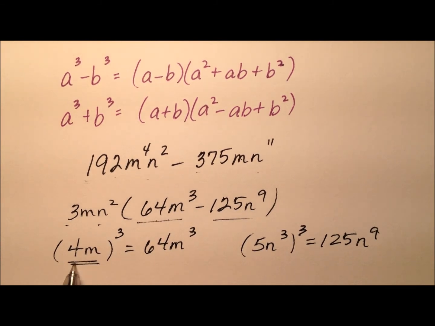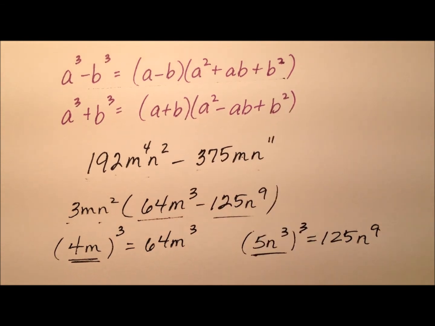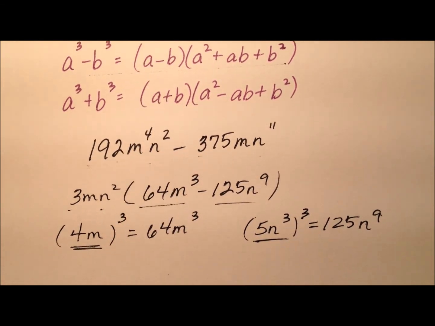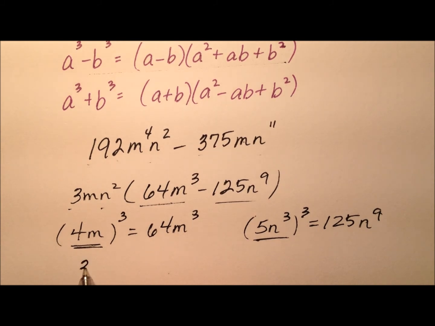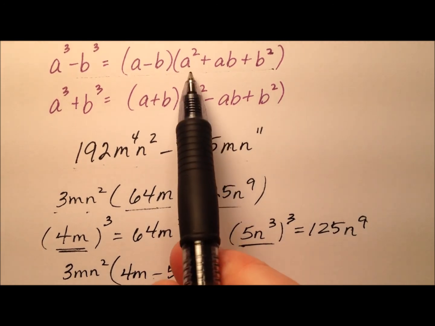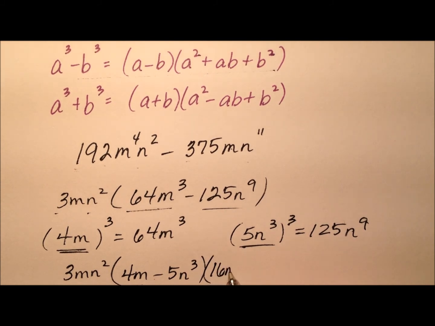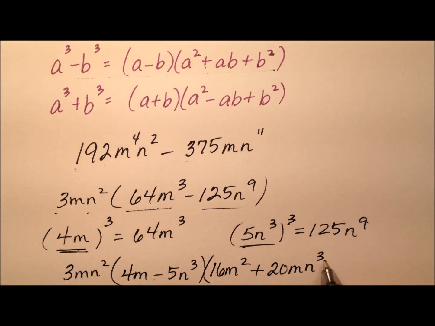Okay, so if I know my a value and my b value right here, let's go ahead and plug it into our formula. So it's going to be a minus b, so I'm going to subtract them first. So I'm going to go ahead and put my greatest common factor right here, and then let's go ahead and subtract these two. So 4m minus 5n cubed, again, that's the first quantity. And the last quantity is a squared, so it's the square of this first term, so 16m squared. And then we're going to add the product of these two terms, so 4 times 5 is 20, and then n cubed.